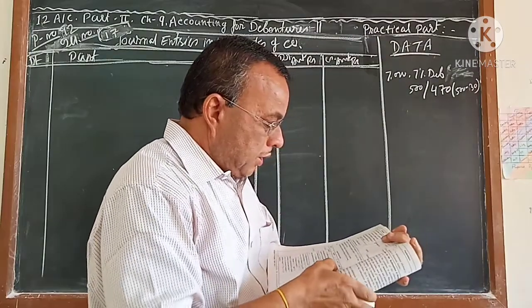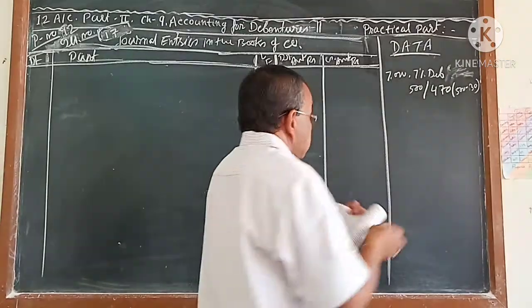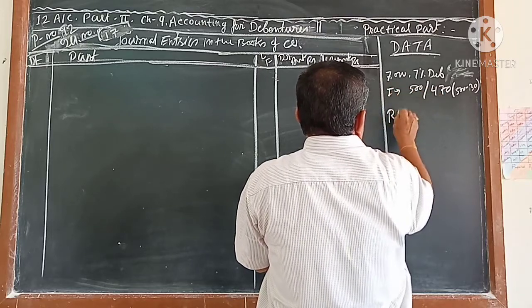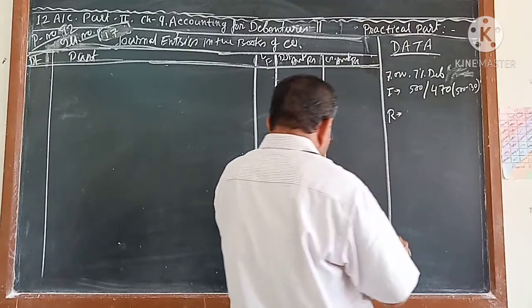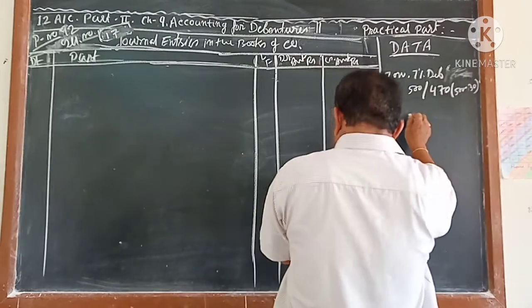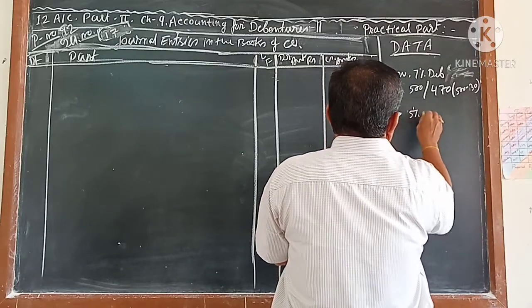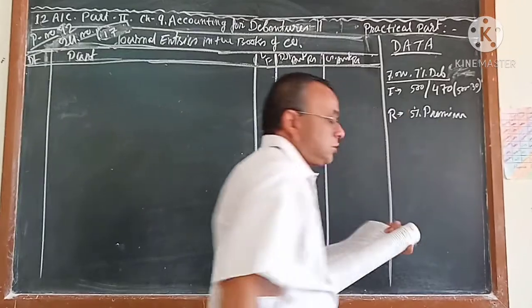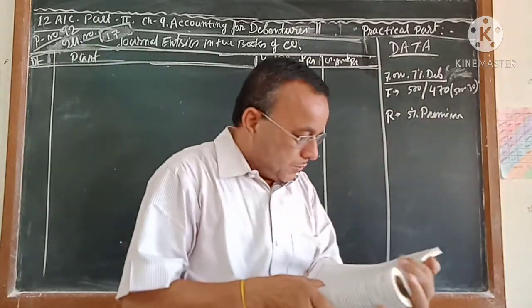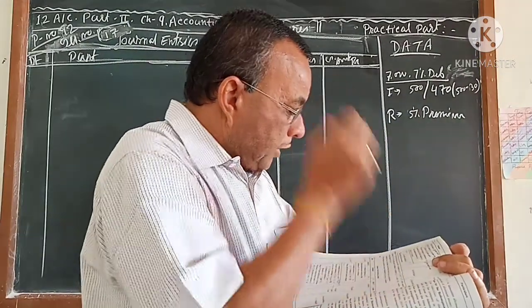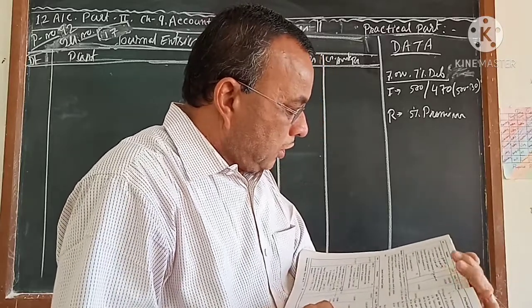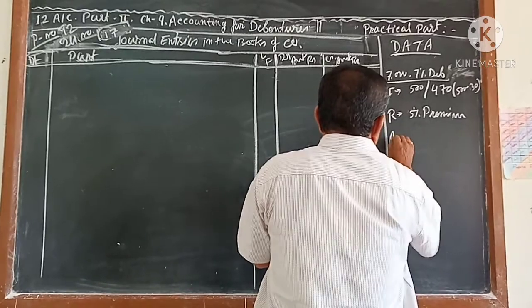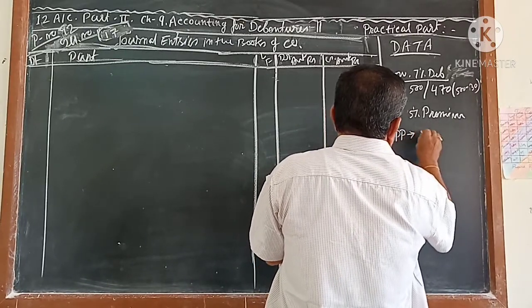And it will be redeemed after 6 years at 5%. This is all issue. And redemption will be after 6 years at 5% premium. Same amount, 7,000 7% debentures at 5% premium. One more data is given, that you are not taking the money all at a time. On application you are taking 300 and on allotment you are taking the balance amount. So on application you are taking how much? 300.